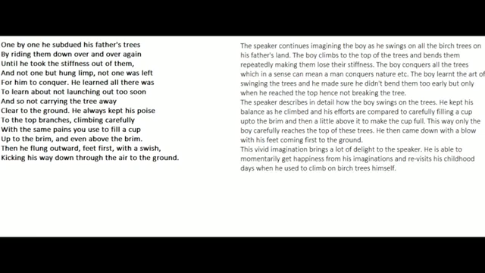The speaker continues imagining the boy as he swings on the birch trees on his father's land. So he swung over all the trees that there were in his father's land by riding them down over and over again, and he climbed again and again on those trees until he took the stiffness out of them. So the trees did not remain firm any longer, and not one but hung limp. Not one was left for him to conquer. So he swung on all the trees, and none of the trees was left straight. All the trees became limp and lost their stiffness because the boy swung on them repeatedly.